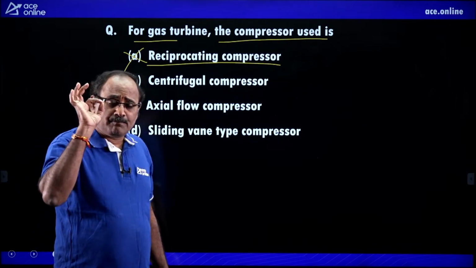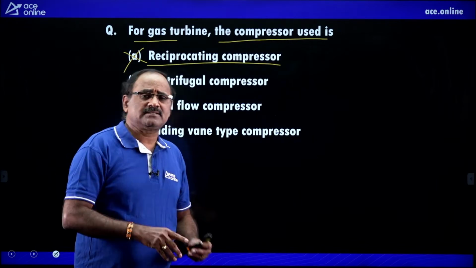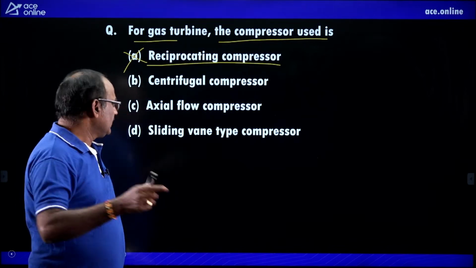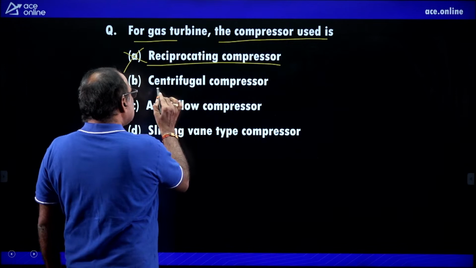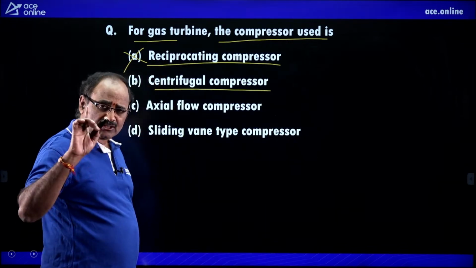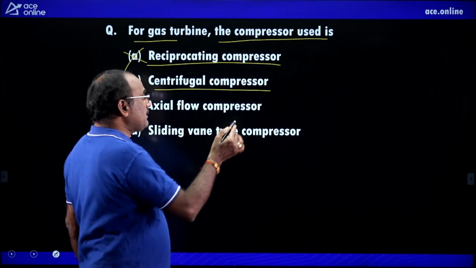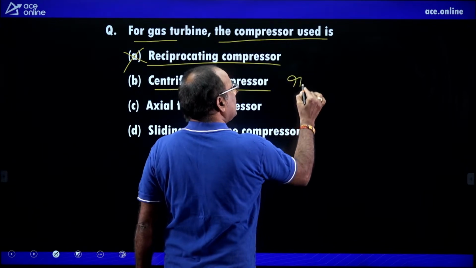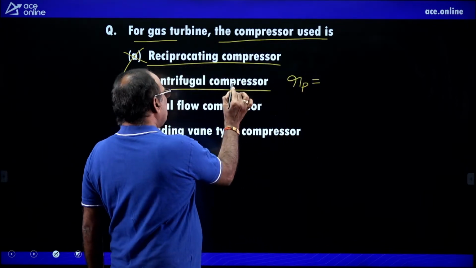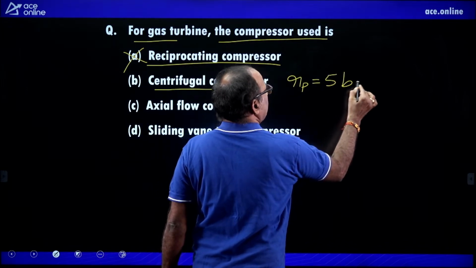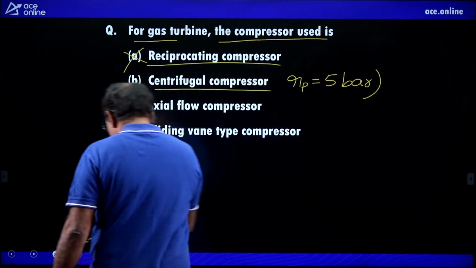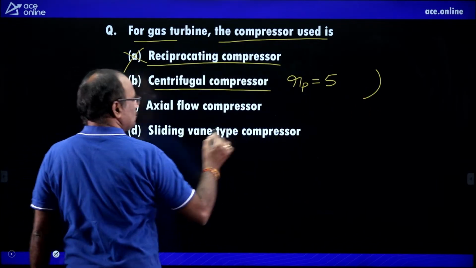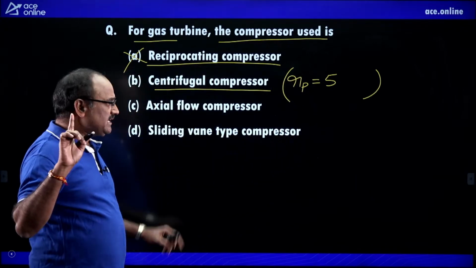Among these compressors, the best compressor for the gas turbine power plant is axial flow compressor. Okay, so you may have a doubt that, sir, why not the centrifugal compressor? You can also select the centrifugal compressor, but dear friends, remember, the centrifugal compressor can increase the pressure up to 5 bar only. That means the maximum expected pressure ratio with centrifugal compressor is 5 only. RP means pressure ratio, that is having no units. Anyhow, the maximum expected pressure ratio from the centrifugal compressor is 5.